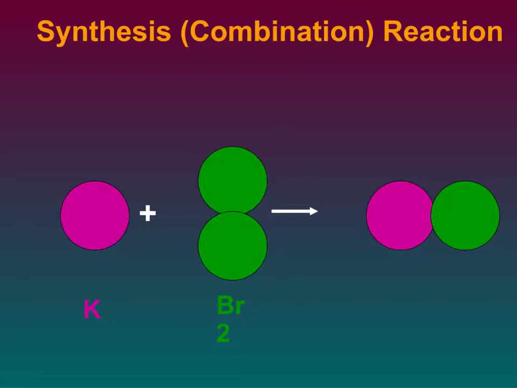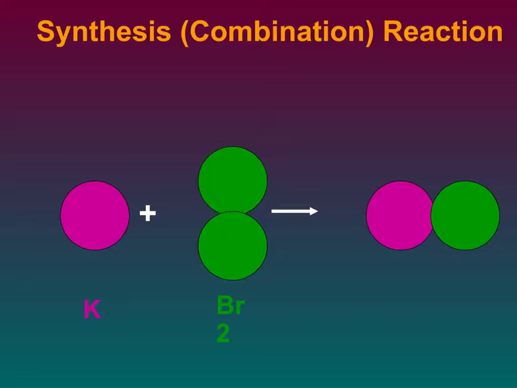In this discussion, we're going to talk about the 5 different types of chemical reactions. We're going to go through each type, what it is, as well as examples and how to tell. So the first type of reaction is a synthesis reaction, also known as a combination reaction.